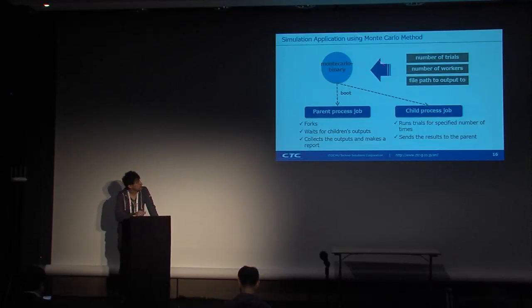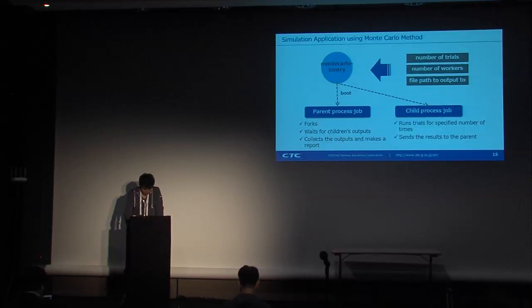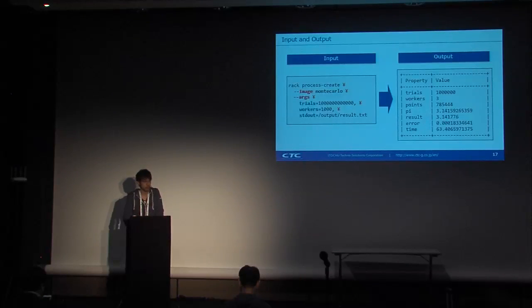On the other hand, if this binary is launched as a child, it runs trials for a specified number of trials times and sends the result to the parent. So you can execute this application via command line. The rack process create command is a shell command provided by Python rack client. You run this command with necessary options. And once you run this command, all you have to do is just wait for the output. This application finally outputs the report like this. In this report, the calculated pi value, the actual pi value, and the execution time are recorded.